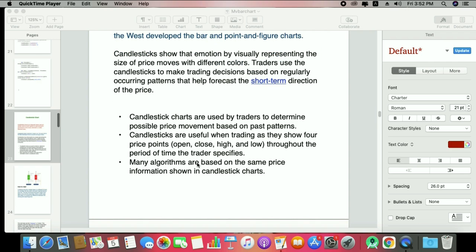Candlestick charts are used by traders to determine possible price movements based on past patterns. So we have to cross-check what the previous prices were. That means we can make all the patterns on a single chart, checking how much the price was in previous sessions. And candlesticks are useful when trading as they show four price points.